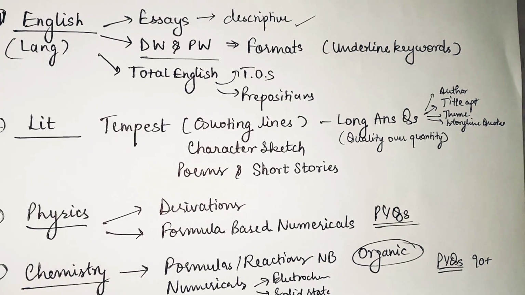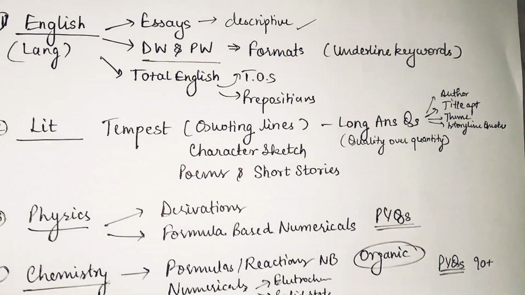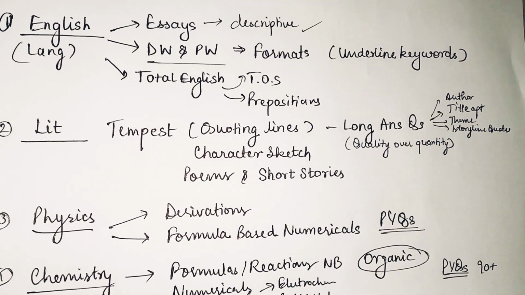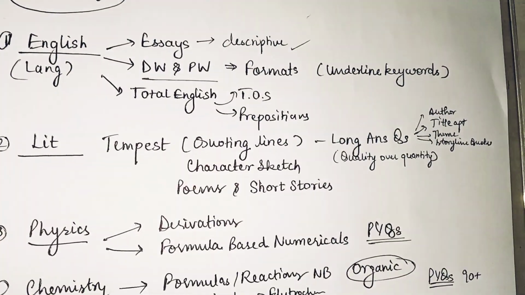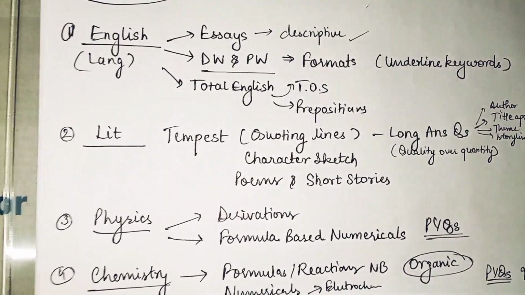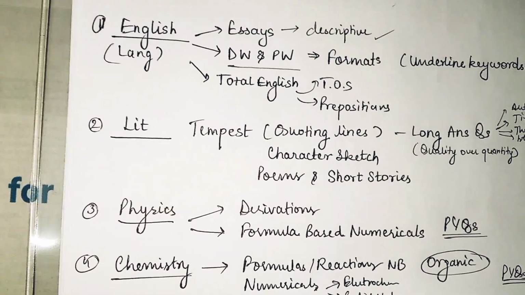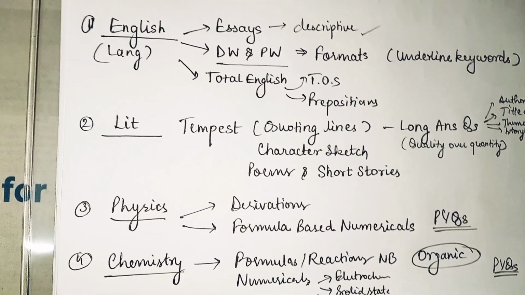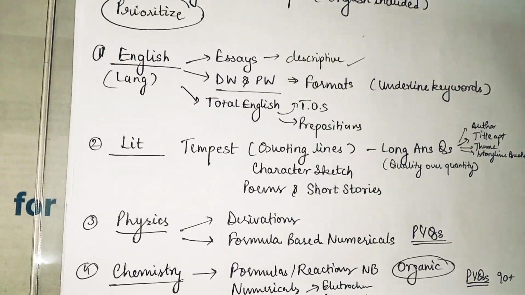And if you're still confused about answer writing, you can comment. I'll make a separate video for that, telling you how to write the answer. Even I was not good at answer writing. I still remember I had my pre boards. I scored around 60s to 70s out of 100 in my English paper.